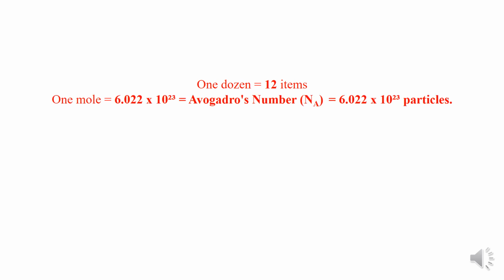So 1 dozen represents 12 items or 12 numbers, while 1 mole represents Avogadro's number, that is 6.022 into 10 to the power 23 particles. And these particles could be atoms, molecules, ions, or even electrons.